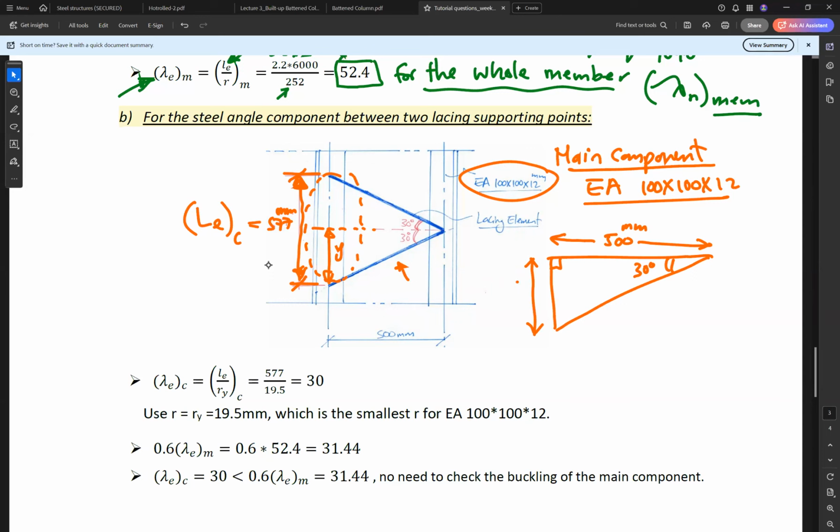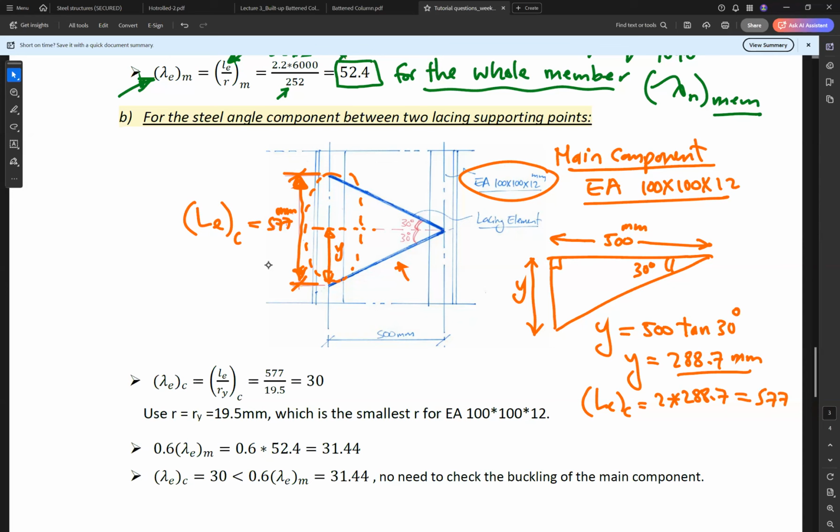Let's call it y. So y will be equal to 510 over 30, which is equal to 288.7 millimeter. So L effective for the component will equal 2 times this number, which gives us a value of almost 577 millimeter as our buckling length for the component.